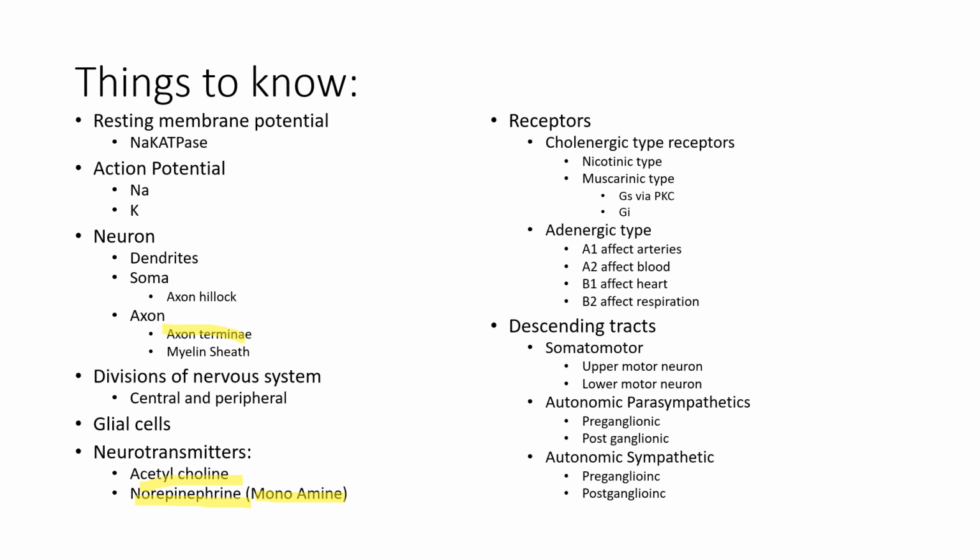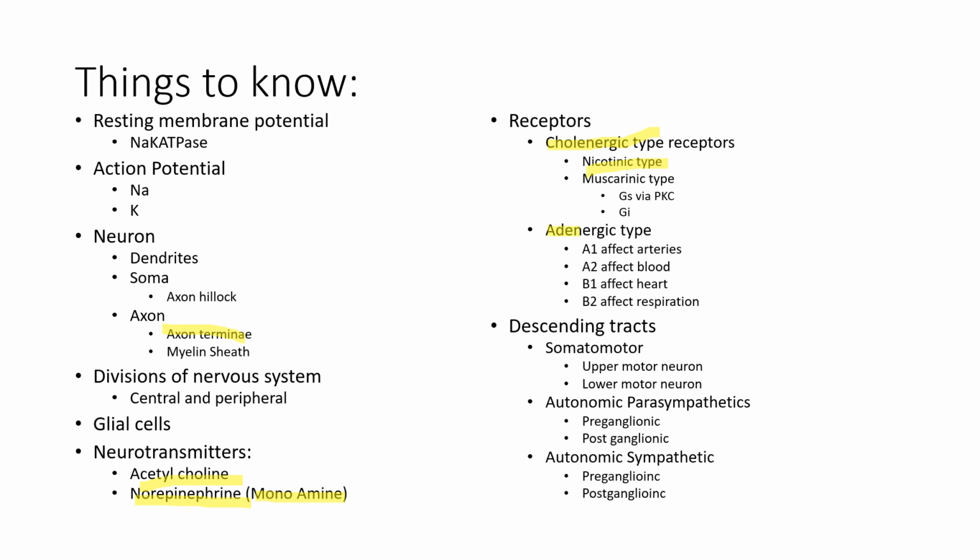Also know that there are receptors. You have different types of cholinergic receptors. Cholinergic is for acetylcholine. You have the nicotinic type and the muscarinic. Nicotinic will bind nicotine as well, and you'll notice that the nicotinic type are in the somatomotor, the autonomic sympathetic and autonomic parasympathetic.